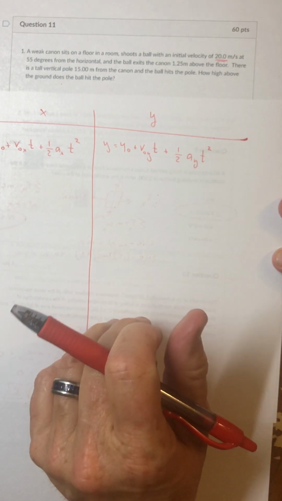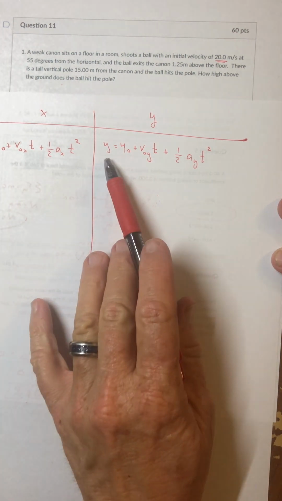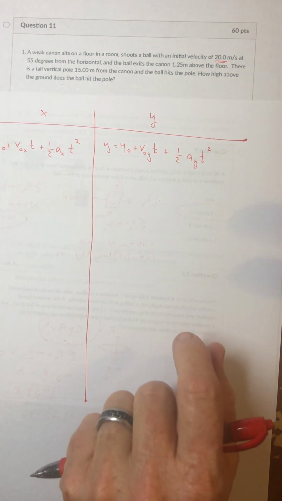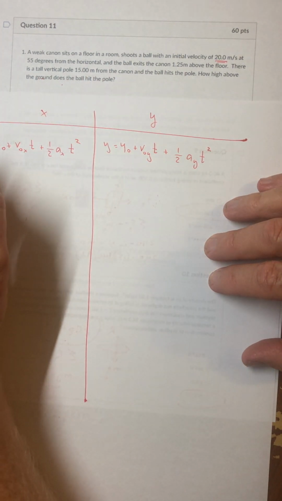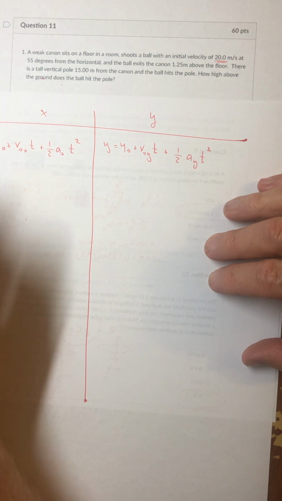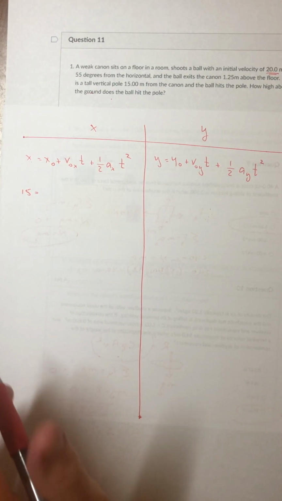The one that went straight horizontally and didn't quite hit the wall. Again, we knew something about the y motion. Here, because of that, I know something about the horizontal motion. I know it goes 15. So I'm going to do the x motion calculation first.